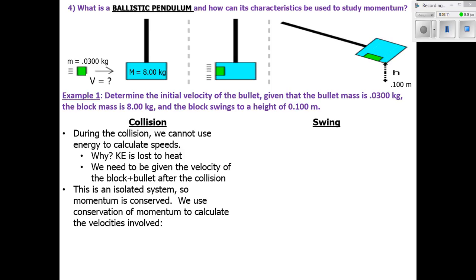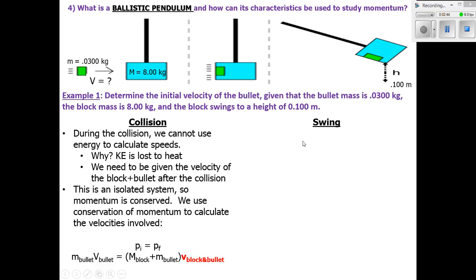We're going to understand that the initial momentum is equal to the final momentum in this case because this is an isolated system. There are no other forces acting in that collision, and so momentum will be conserved. So we have our initial momentum, which is equal to just the mass of the bullet times the velocity of the bullet, and that's going to be equal to the combined mass of the block and the bullet times the velocity of the two after the impact.